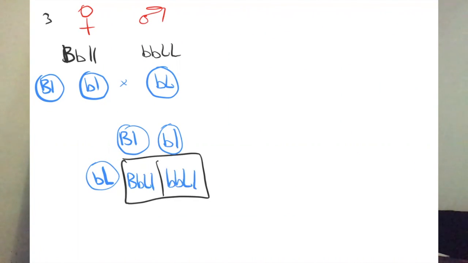So, 50% or 1/2 are going to show black long, and 1/2 or 50% are showing white long. So you could say this is a 1-to-1 ratio, a 2-to-2 ratio, whatever you want to say it is, but fairly straightforward in this case.